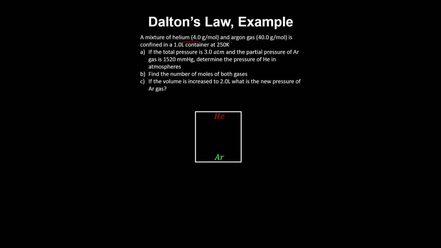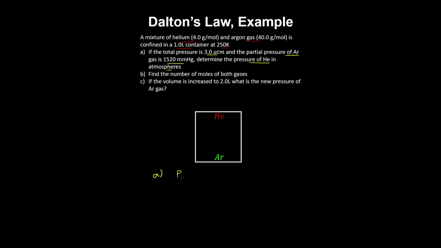A mixture of helium and argon gas is confined in a 1 litre container at a temperature of 250 Kelvin. Now, if the total pressure is 3 atmospheres and the partial pressure of argon gas is 1520 millimeters of mercury, determine the pressure of helium in atmospheres.